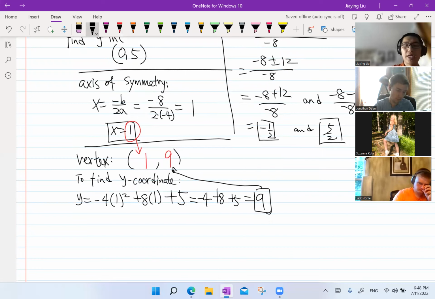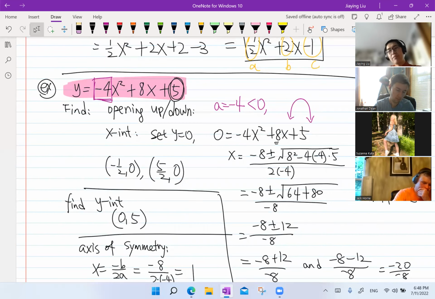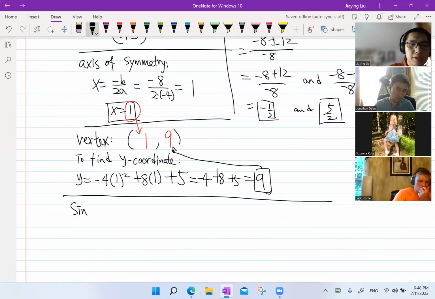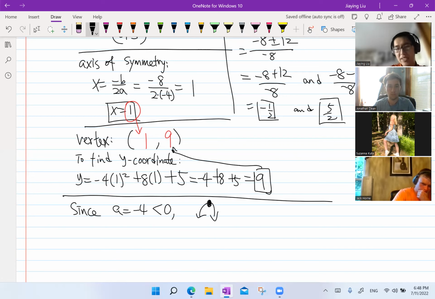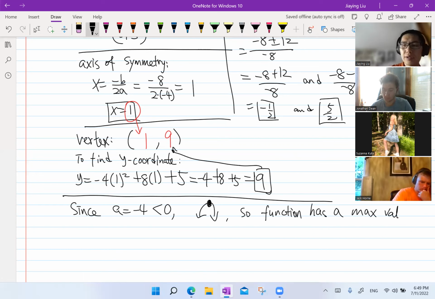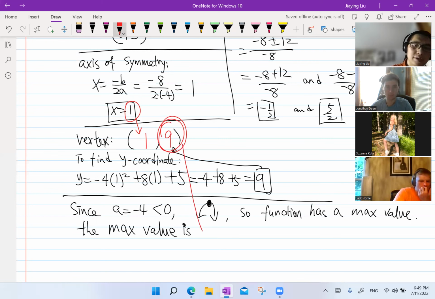And the next thing we could do is find the minimum or maximum, right? So here we know what the graph looks like. Earlier we said because a is negative, we're opening downwards. So since a equals negative 4 is negative, the graph opens downwards, and if it's opening downwards, then it must have a maximum somewhere. So the function has a maximum value. And the actual maximum value, what is this maximum y value for all points on the quadratic curve? That is given by this 9 from the vertex. So that value is just 9 because we already found it.